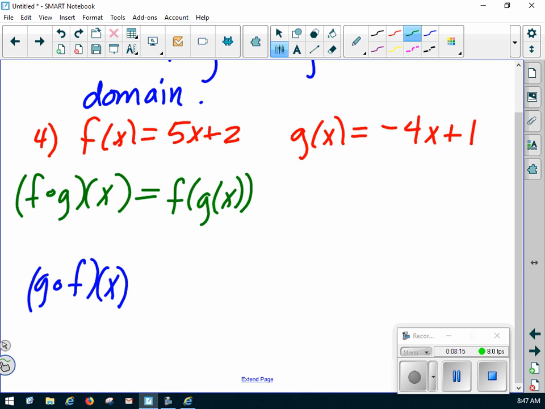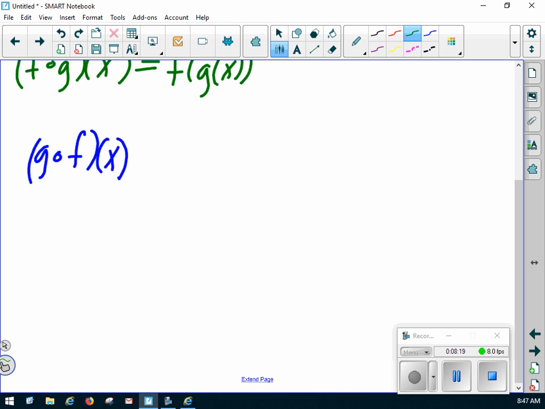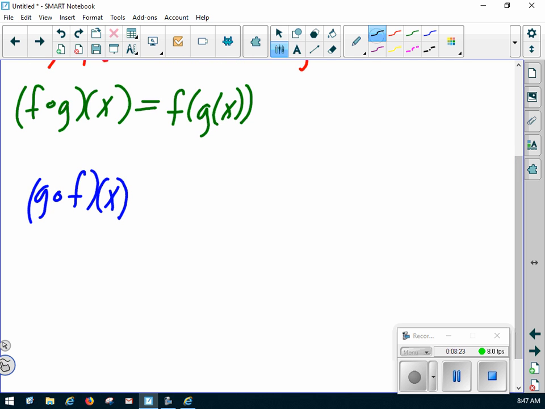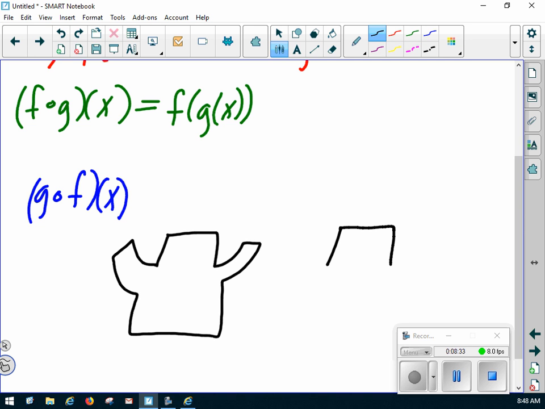Okay. Now, if we need our machines, what, did you hit yourself in the head? No? Okay, just checking. Slowly deteriorating. Wait till you're 50. Okay. Which function goes first? G goes first. Good.